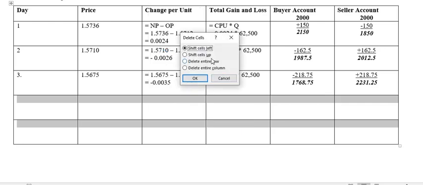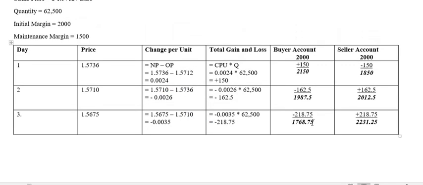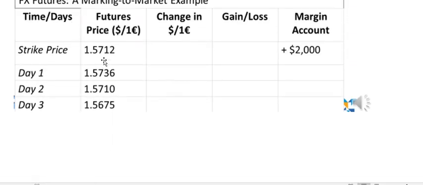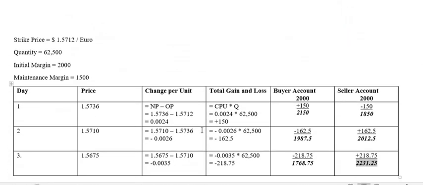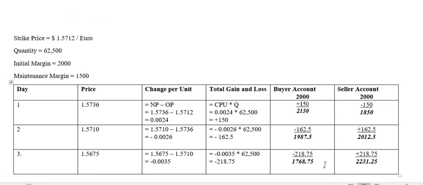The numerical is done because the 3 days were given. The buyer and seller are going to receive the money which is remaining in their accounts, and other than that the buyer is going to pay whatever the contract value is, which is 1.5712 multiplied by the quantity 62,500. The buyer will pay this many dollars, and then the seller will give 62,500 euros to the buyer. So this is another form of calculating a mark-to-market adjustment numerical related to a future contract.